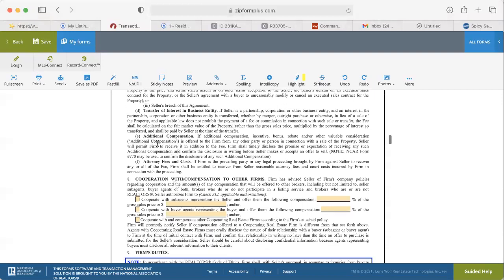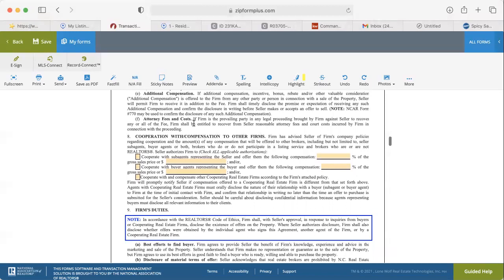Then there's C, additional compensation. So let's say the seller decides to offer a bonus to the selling agent if the property's under contract by March or May 31st. Then there's another document you would fill out, and this allows for that money to be paid at closing.